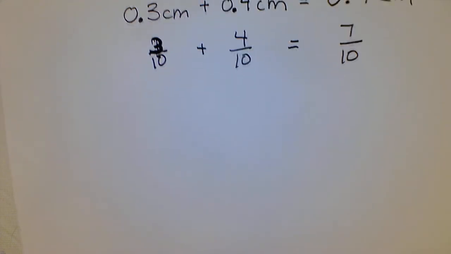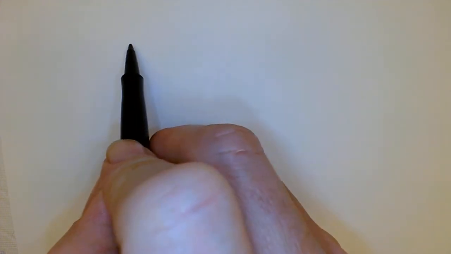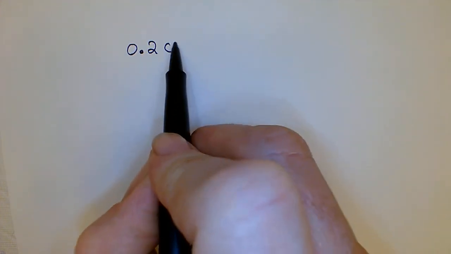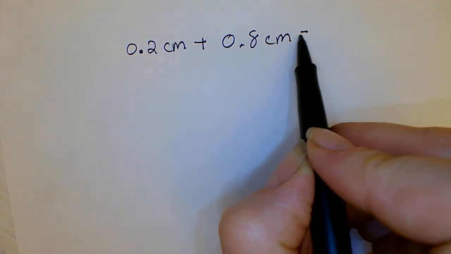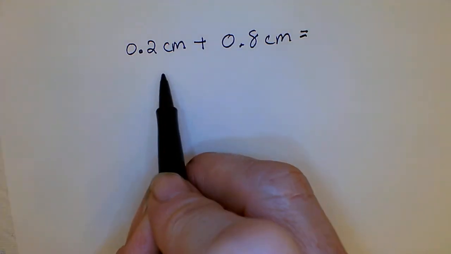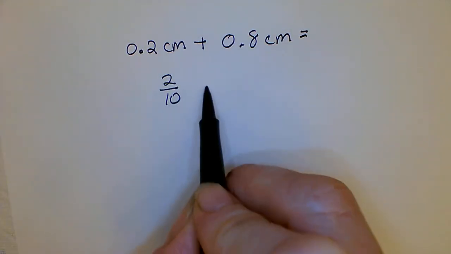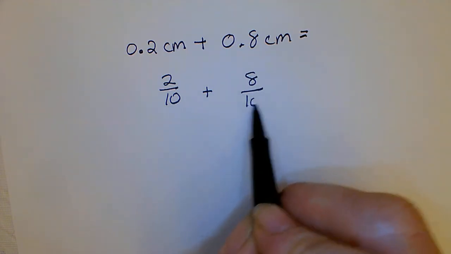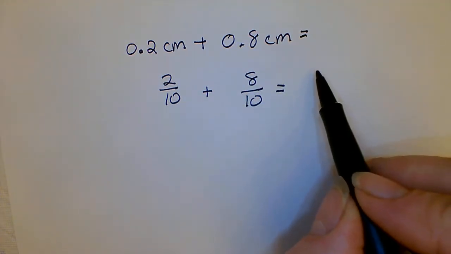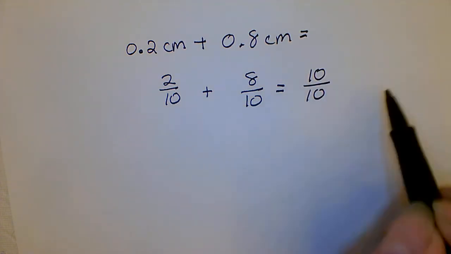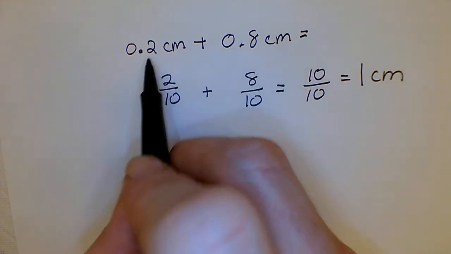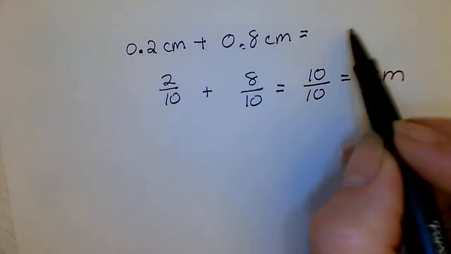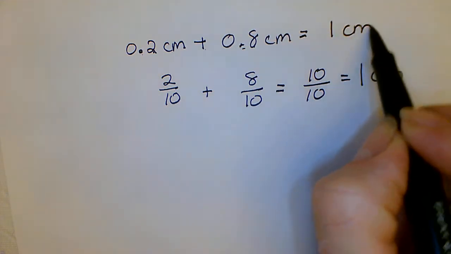Now, just a reminder, what if I had, let's do 2/10ths of a centimeter plus 8/10ths of a centimeter. Well, let's look at that with a fraction, and we would have 2/10ths plus 8/10ths is equal to 1 whole, or let's start here. It would be 10/10 of a centimeter, which is equal to 1 whole centimeter. So 0.2 plus 0.8 is going to give us 1 centimeter.